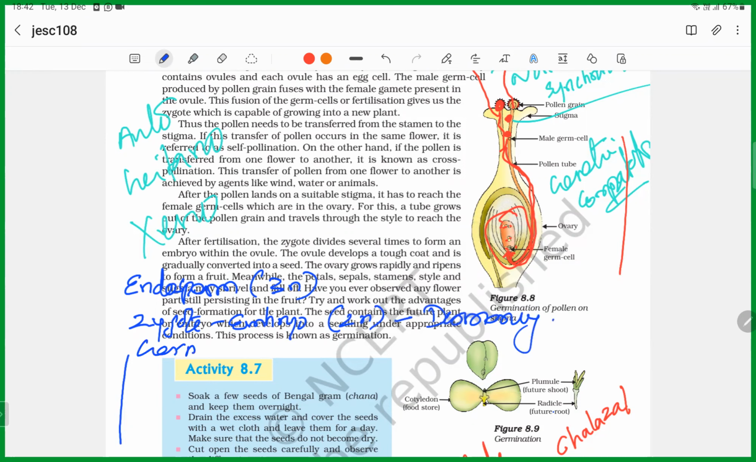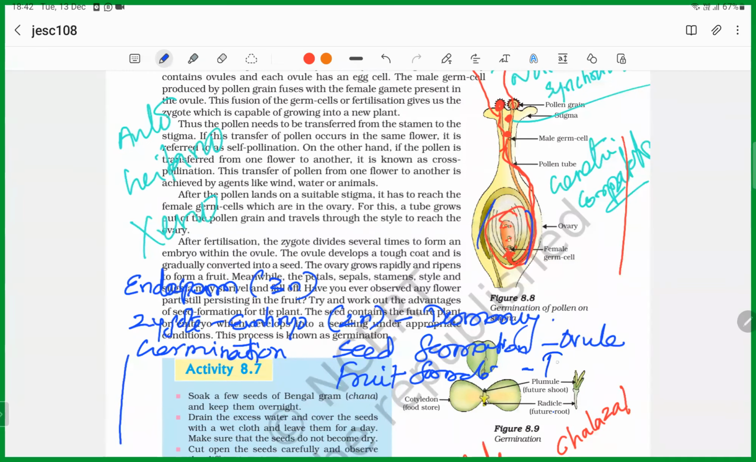Followed by germination, and the outer integument of this seed will be formed. Seed coat. Okay. Seed formation. Seed formation from which part? What develops to seed? The zygote. And then fruit formation. Ovule into seed. Okay. Ovule develops into seed. The outer part of the ovary develops into fruit.